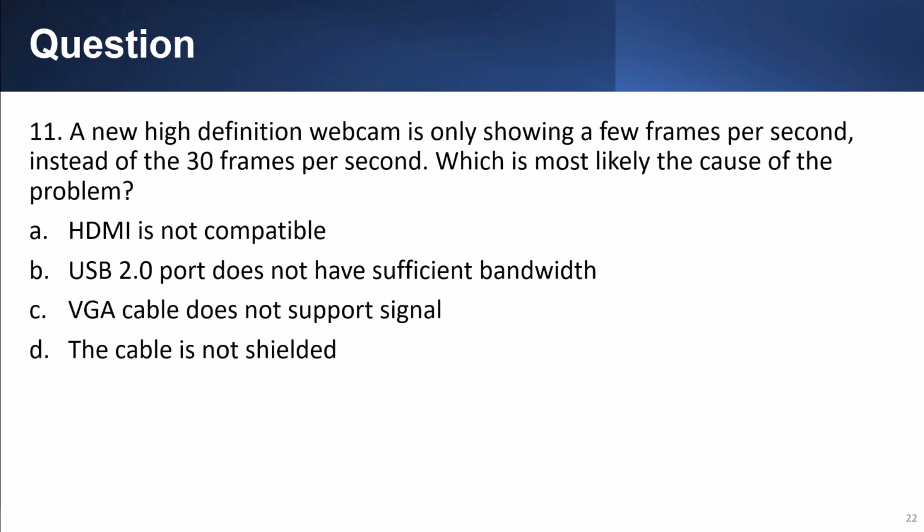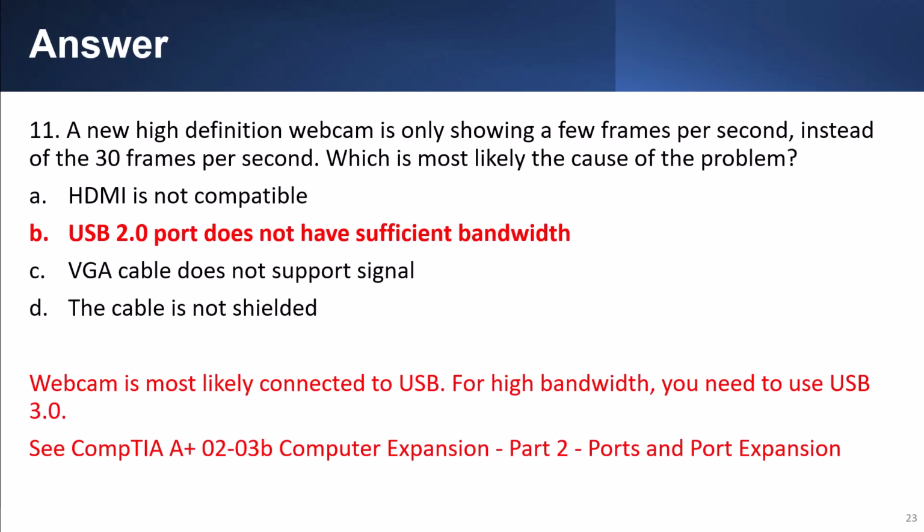Question 11. A new high-definition webcam is only showing a few frames per second instead of the 30 frames per second. Which is most likely the cause of the problem? Answer: USB 2 port does not have sufficient bandwidth. Webcam is most likely connected to USB. For high bandwidth, you need to use USB 3.